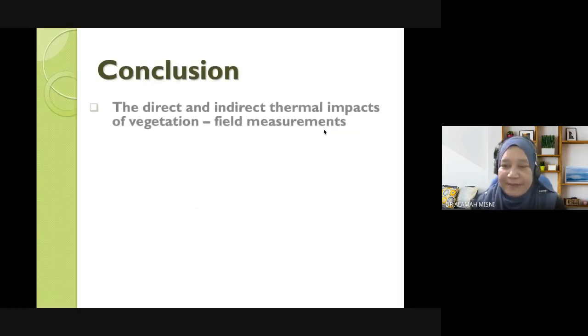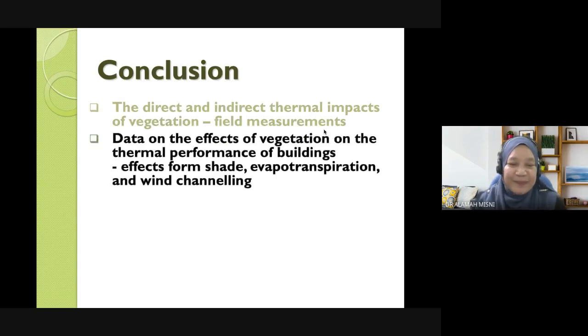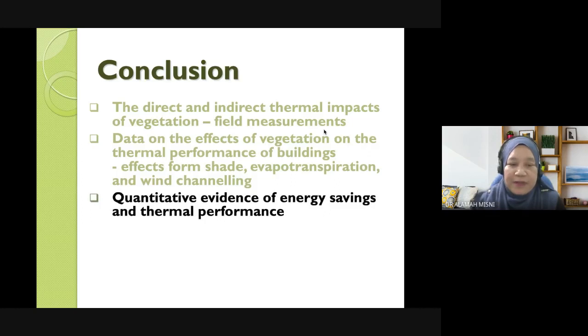Okay. Conclusion. In this study, the direct and indirect thermal impact of vegetation around single family houses and their neighborhood under tropical climate conditions were investigated through field measurement using quantitative methods. Okay, and data on the effect of vegetation on the thermal performance of buildings and their microclimates, and the methods for predicting the effect of tree shade, evapotranspiration, and channeling wind to reduce temperature and energy use, will be used to analyze all results.